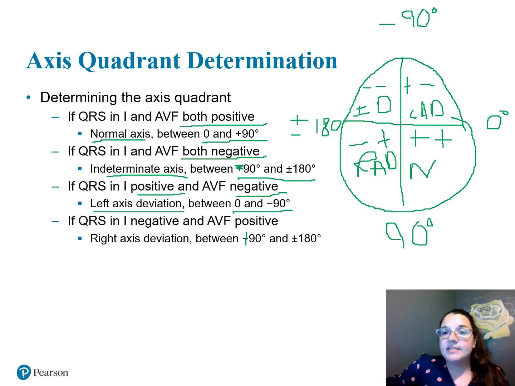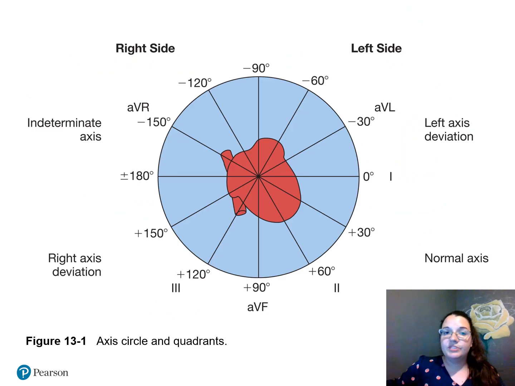And there's your compass, your hexaxial diagram, your 4 quadrants. And we're looking at the morphology of the QRSs in lead 1 and AVF. Make sure you memorize those. It's just going to get harder. So here you go. Your negative 90 is up top, and your positive 90 is at the bottom. 0 degrees on the right, positive negative 180 degrees on the left.